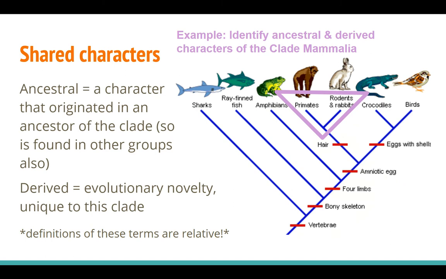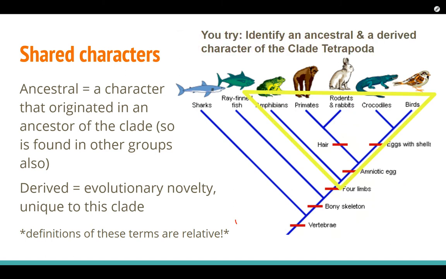Here's one for you to try, just to make sure you've got those words straight. Now if we're looking at the clade Tetrapoda, so from this common ancestor: amphibians, primates, rodents, rabbits, crocodiles, and birds. Turn and talk to somebody next to you, identify an ancestral and a derived characteristic of this clade.